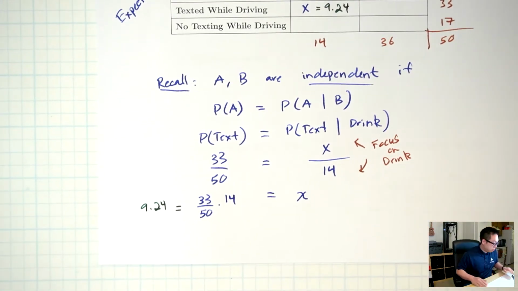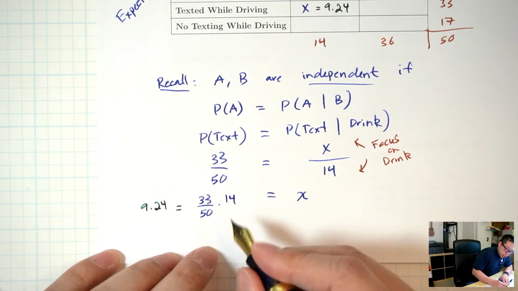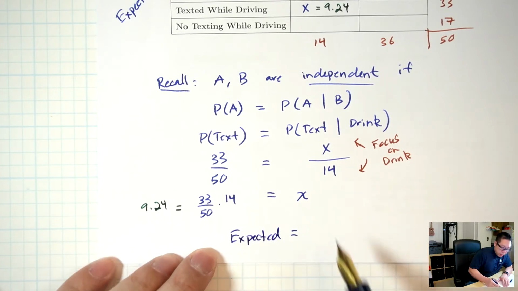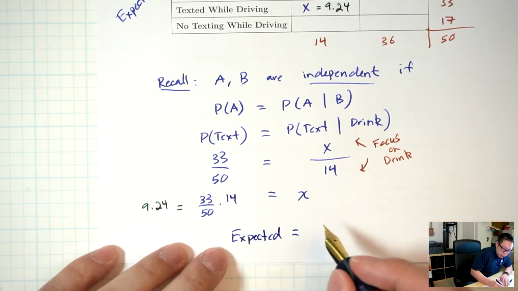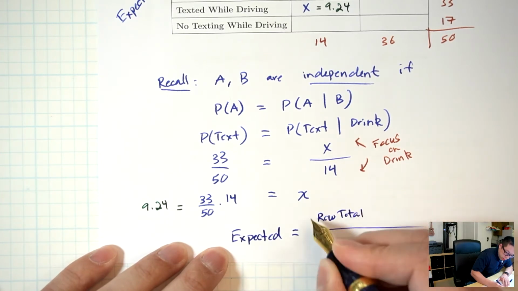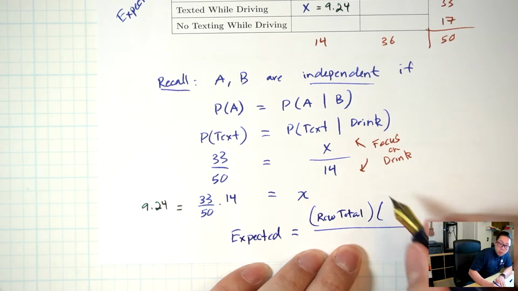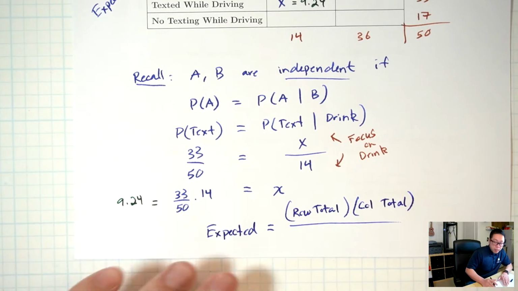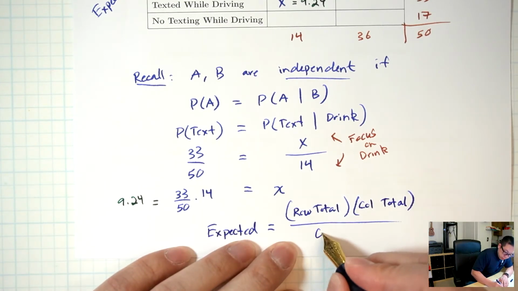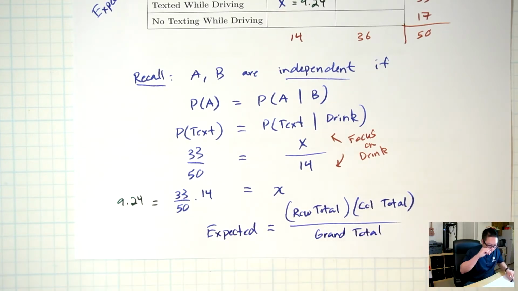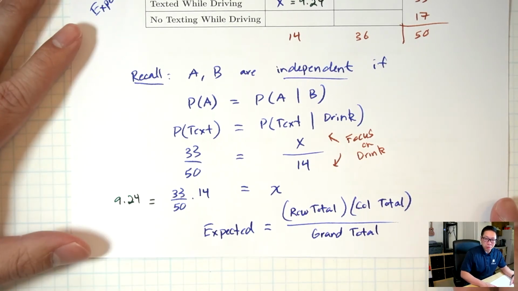So let me write that down as our formula. To get the expected, instead of going through this algebra part, we can just do row total times the column total, and then divide by the grand total. Okay, grand total is the correct term, but I'm probably going to just say total.